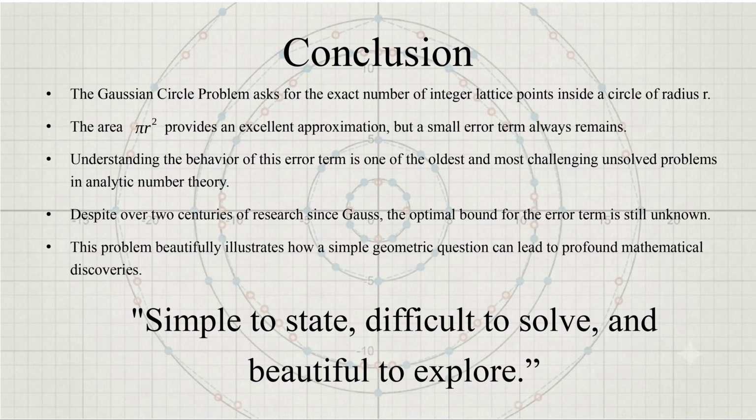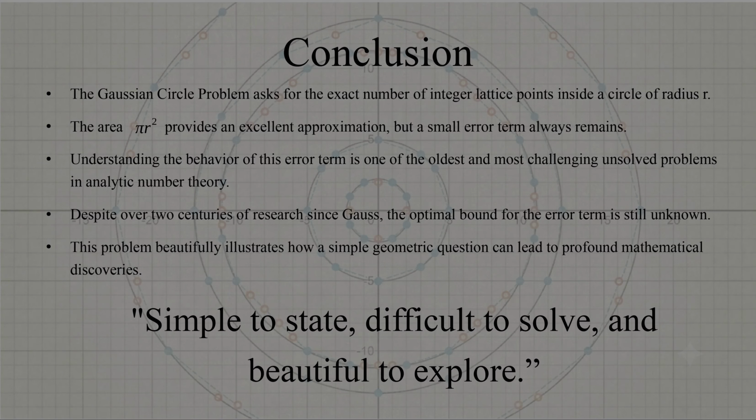circle of radius r. The area provides an excellent approximation, but a small error term always remains. Understanding the behavior of this error term is one of the oldest and most challenging unsolved problems in analytic number theory. Despite over 2 centuries of research since Gauss, the optimal bound for the error term is still unknown. This problem beautifully illustrates how a simple geometric question can lead to profound mathematical discoveries. As the saying goes, it is simple to state, difficult to solve, and beautiful to explore.